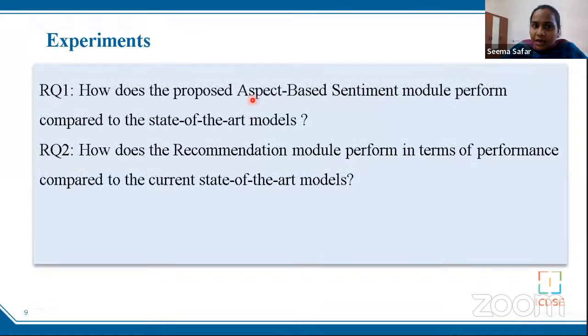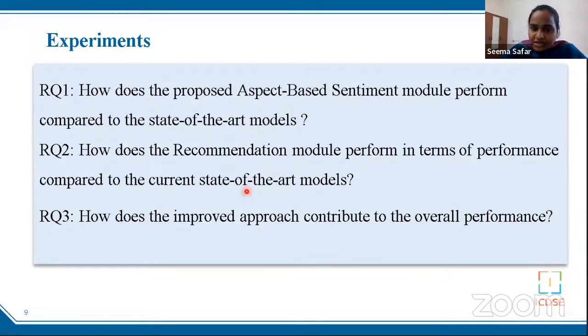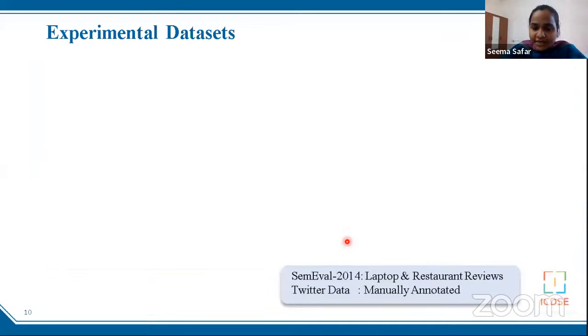Our evaluation was based on 3 research questions, out of which the first 2 ask how the proposed modules, that is the aspect-based sentiment module as well as the recommendation module, help in terms of performance compared to the current state-of-the-art model. And the last question that we are trying to answer is, how does the improved approach contribute to the overall performance of the model? Moving on to the details.